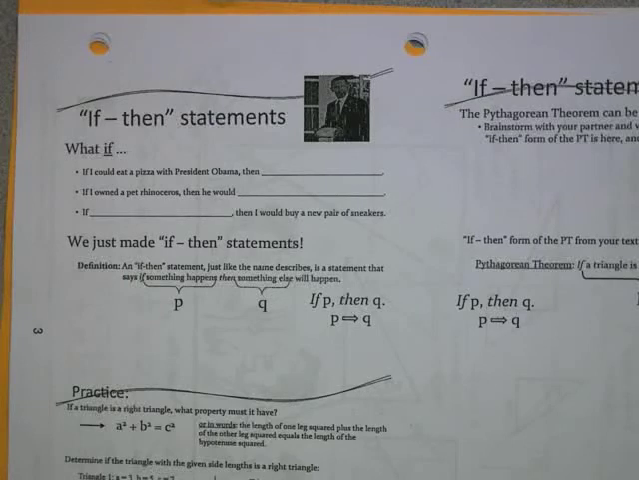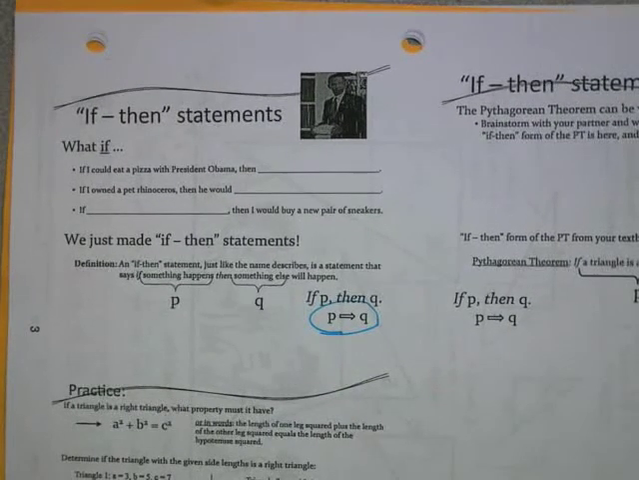So we just made some if-then statements. An if-then statement is just like the name describes. It's a statement that says if something is true, then something else will happen. So if P, then Q, and that's how we write it mathematically. If P, then Q.